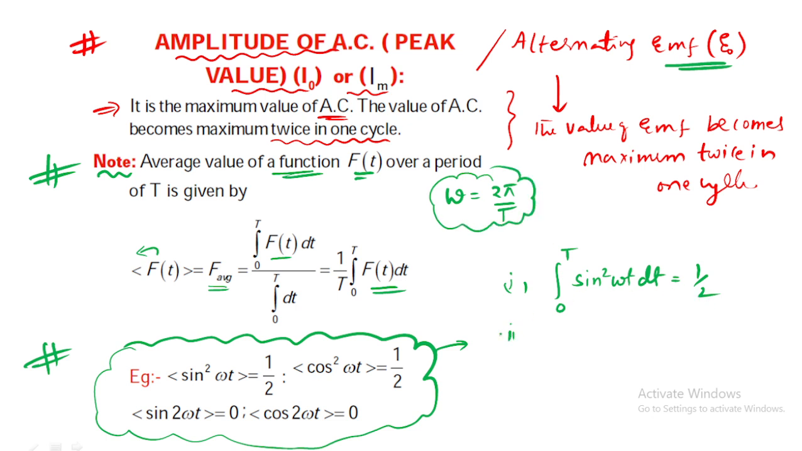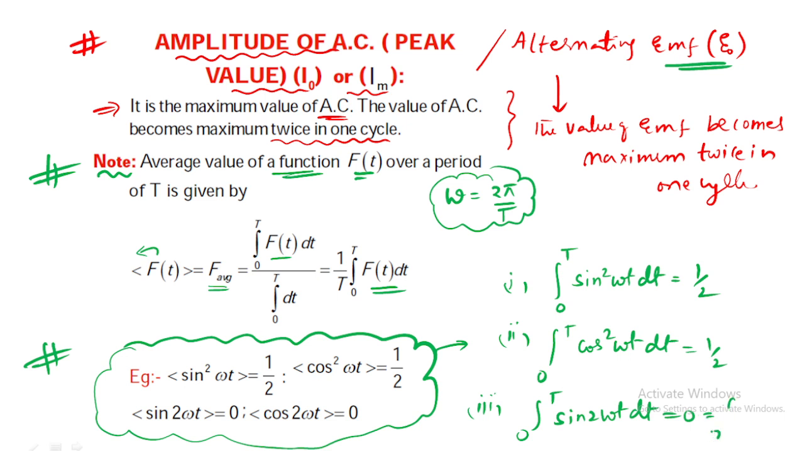Next, the second one, the same way: integration of 0 to T of cos square omega t dt, then also what is the answer? I will get 1 by T. Next, another function is also there. This is important. In the upcoming days it will come. Integration of 0 to T, meaning a total cycle. What is the answer now? Sin 2 omega t if I integrate, I will get 0. Same way for cos also. Are you getting my point? So from 0 to T, cos 2 omega t dt value is also 0.